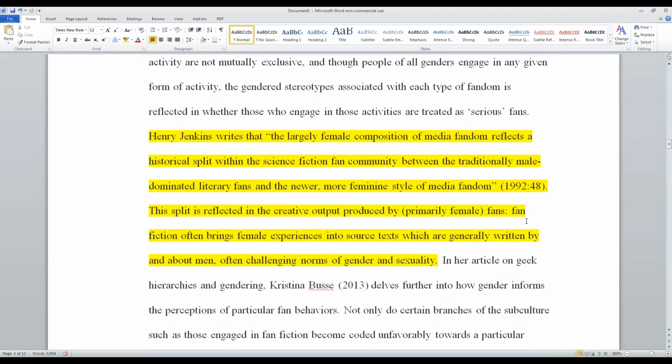Jenkins writes that, quote, the largely female composition of media fandom reflects a historical split with the science fiction fan community between traditionally male-dominated literary fans and the newer, more feminine style of media fandom. This split is reflective in the creative output produced by primarily female fans. Fan fiction often brings female experiences into source texts, which are generally written by and often about men, challenging norms of gender and sexuality.